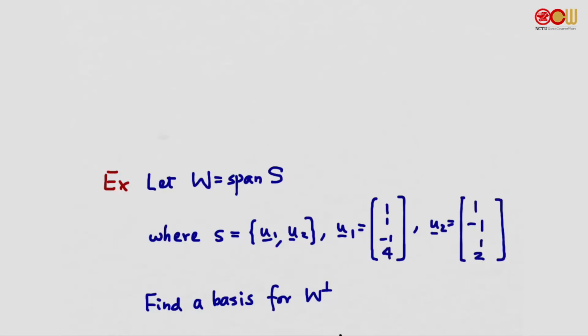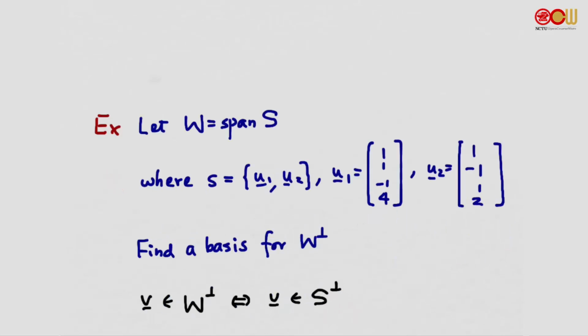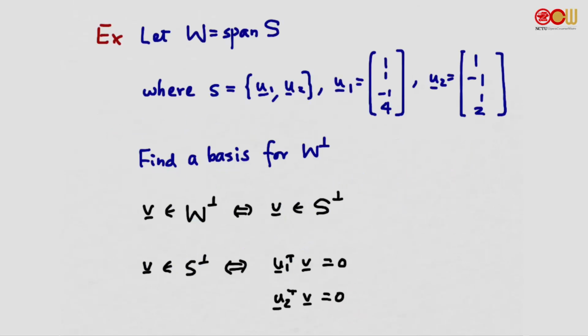Let's look at an example. Suppose W is the span S, and S is the set of vectors U1 and U2, where U1 is this one and U2 is this one. And we would like to find the basis for W perp. Using the results that we just had, we know a vector is in W perp if and only if it's in S perp. S has only 2 vectors, so V is in S perp if and only if V is orthogonal to U1 and V is orthogonal to U2.